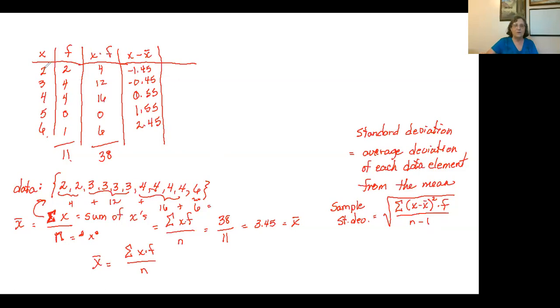And remember, it's not just how far away 2 is, because we've got 2 2s, and we've got 4 3s. And so on 2 occasions, we had a number that was 1.45 below the average. We never had a number that actually fell 1.55 above the average. So again, they're going to take this times the number of times it happens, the frequency. Well, first we have to square it. So we're going to take the x minus x bar, and we're going to square each of those. And then we're going to multiply each of the squares times the frequency.